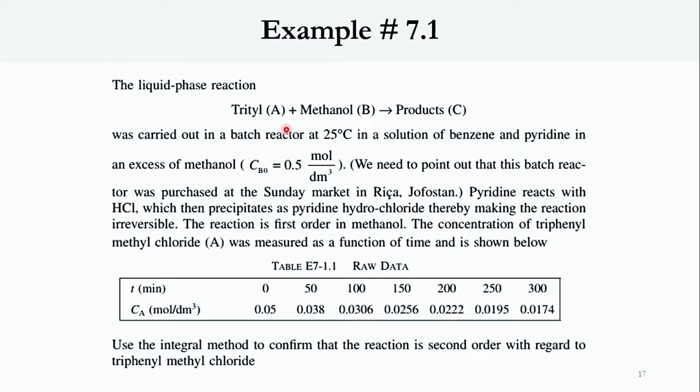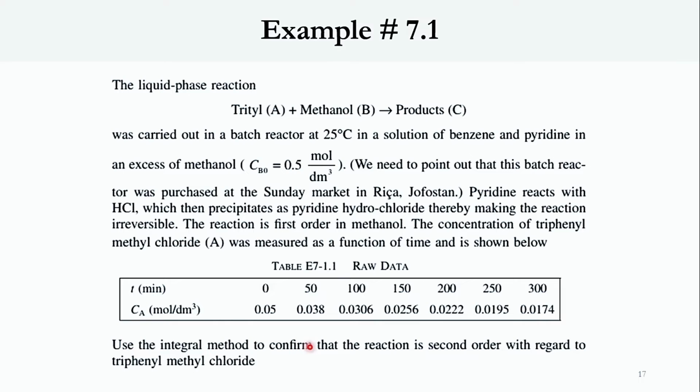So the reaction is irreversible. One of the reactants is in excess. The reaction is first order in methanol. The concentration of triphenyl methyl chloride, which is A, was measured as a function of time and is shown below. That for different time intervals, the concentration is given to us, and you can see the concentration of A is obviously decreasing because it is a reactant. Reactant is being consumed, and obviously the product is being produced.